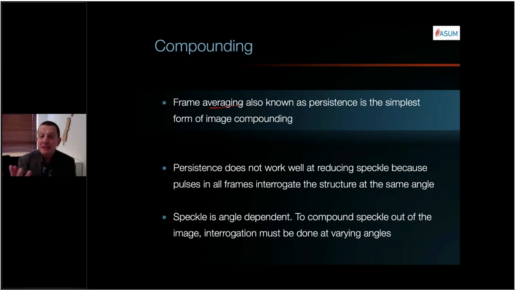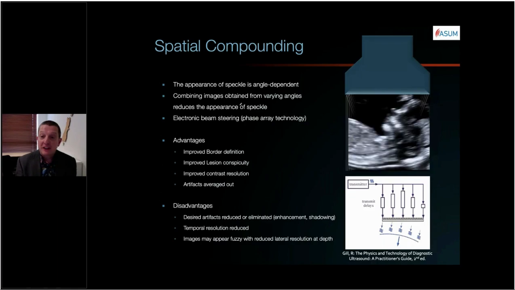So if we're looking at the same pattern of speckle from the same angle, it's always going to look the same. What we need is to look at the same region of tissue from different angles. From different angles, speckle will appear different, and when we put those frames together, speckle will be averaged out, and it will be easier to see, for example, focal lesions within tissue. The technology that achieves that is spatial image compounding using phased array technology.